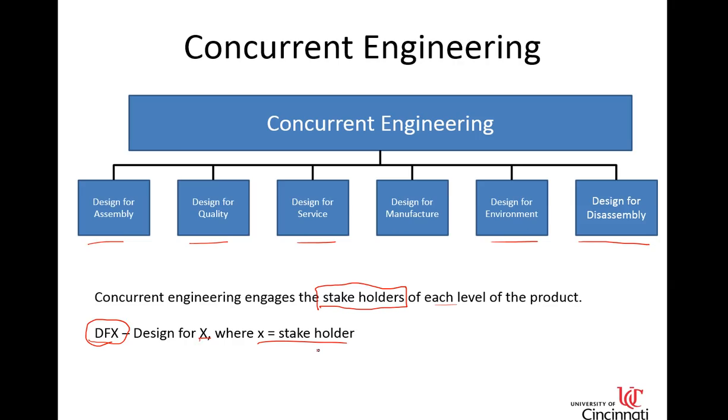So that's all concurrent engineering is. It's just an umbrella term for all the types of engineering where you're considering designing your product around a certain stakeholder's concerns. In this case, we are going to be looking at design for assembly, where that's the primary or one of the primary stakeholders, and design for manufacturing, where that's also a major stakeholder.